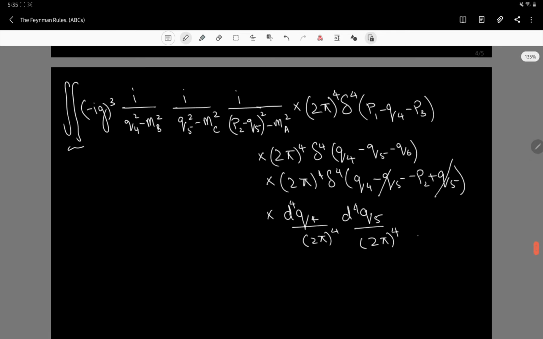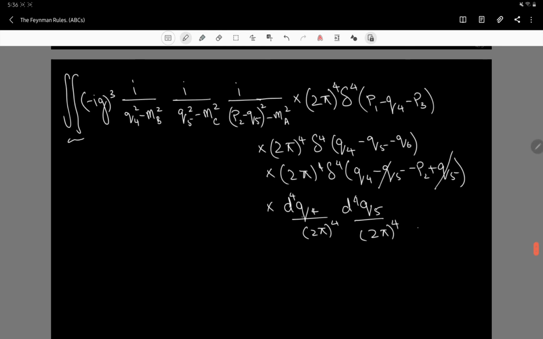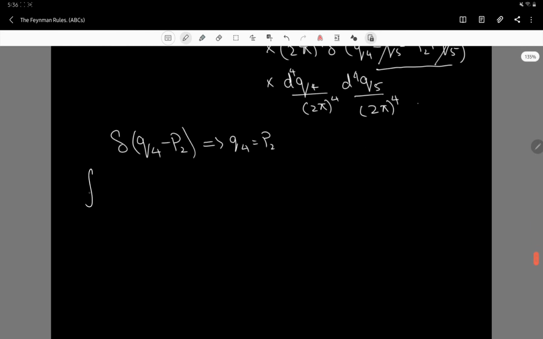So we have simplified our integral so far by this much. Now we just have to convert it into one integral, and that is, we would just do the Q4 integral. And to do the Q4 integral, we will just simply use delta Q4 minus P2, the simplest one, which implies that Q4 is just equal to P2. And now my integral just becomes negative iota g cube iota over P2 squared minus MB squared iota over Q5 squared minus M.